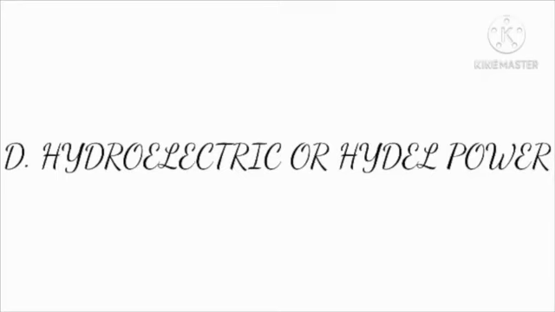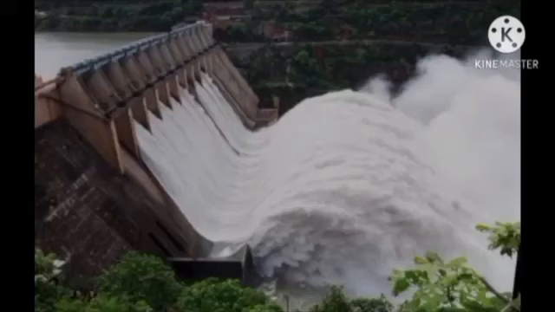Now next is hydroelectric or hydropower. Here the word hydro means water, and you know what electricity is. So students, the water which is stored in a dam at a height is brought down through a tunnel, and the turbines of the generator are rotated. The place where electricity is generated in this way is called a hydroelectric power plant.